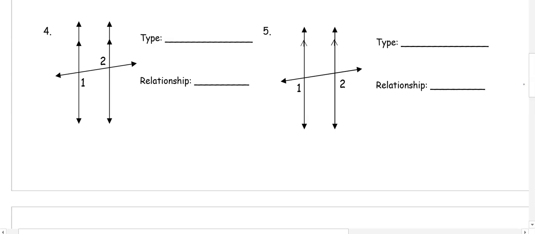In number four, we have angles that are between the two lines, so that means interior, and they're on opposite sides of the transversal. So these are alternate interior angles, and they are congruent. In number five, we have angles that are on the same side of the transversal, and they're on the outside of their lines. So these are going to be same side exterior angles, and their relationship then is going to be supplementary.